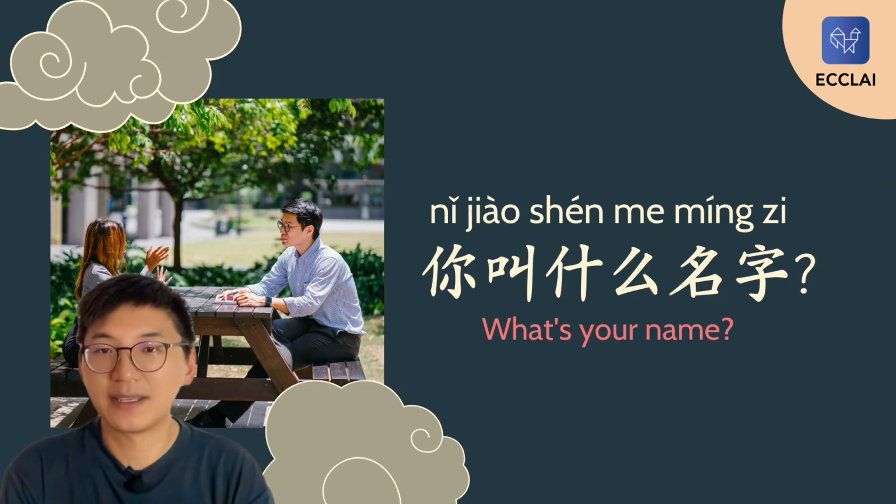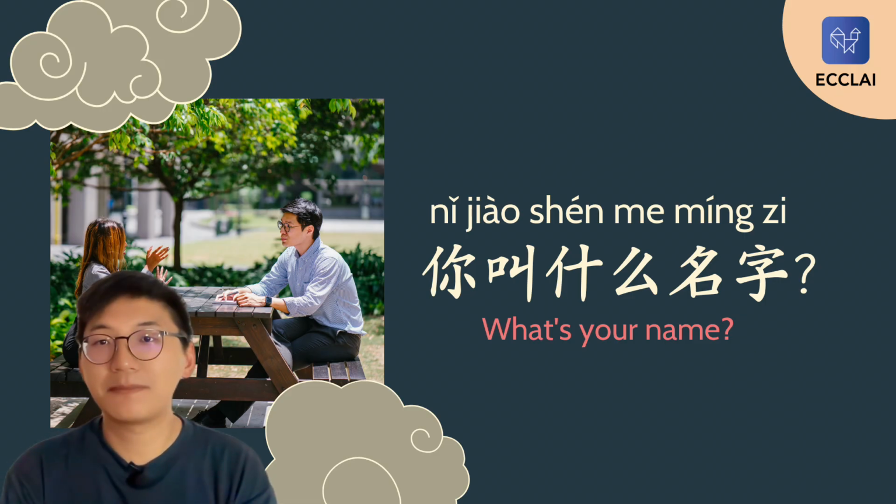叫, call oneself. And then we have 什么. 什么 means what. In the end we have 名字. 名字 means name in Chinese. So the phrase literally means you call what name. 你叫什么名字? You call yourself what name. All right, we're gonna dip a little bit into grammar here.